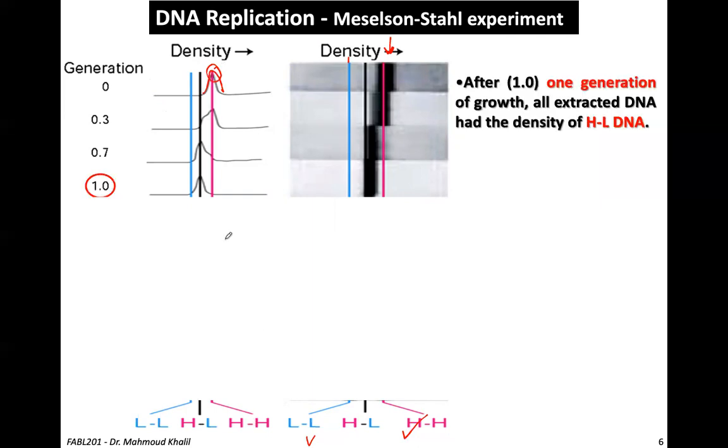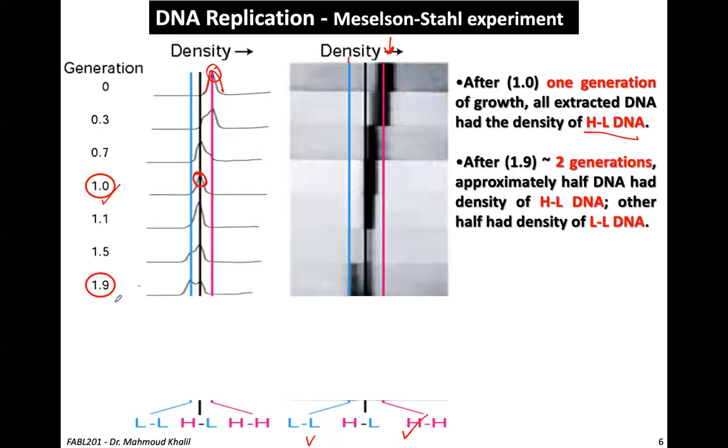But after the first replication, you can see that most of the DNA shifted from the heavy into the heavy light. And you can see in the density gradient here, the red line represents the heavy, while the black line represents the heavy light. So that's practical proof that most of the DNA formed after the first doubling of the bacteria consists of heavy light DNA.